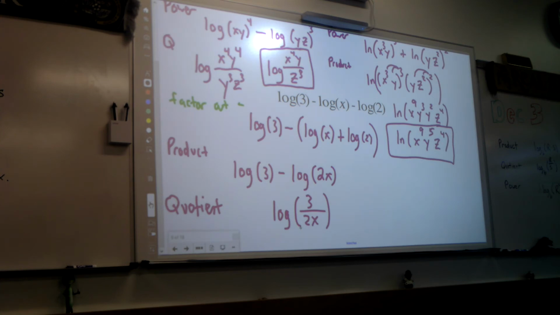So if you ever see a subtract and then another subtract, factor out that negative. It means that both the x and the 2 are going to end up in the denominator. But don't make it a crazy fraction like 3 over x over 2. Then that's just kind of crazy. All right, does that make sense?